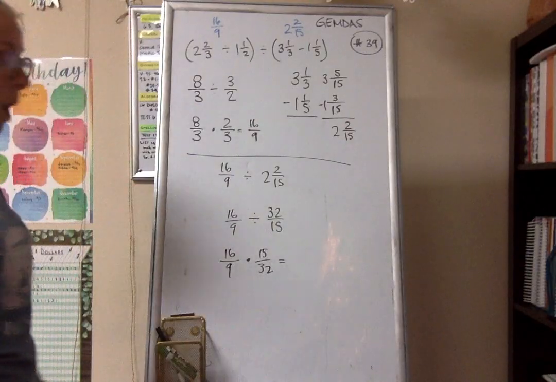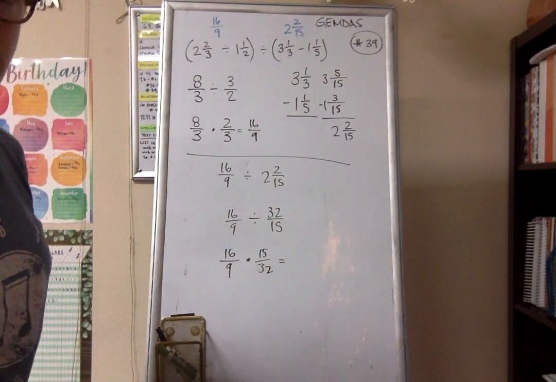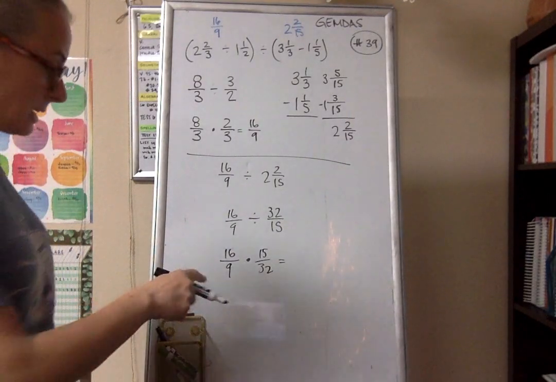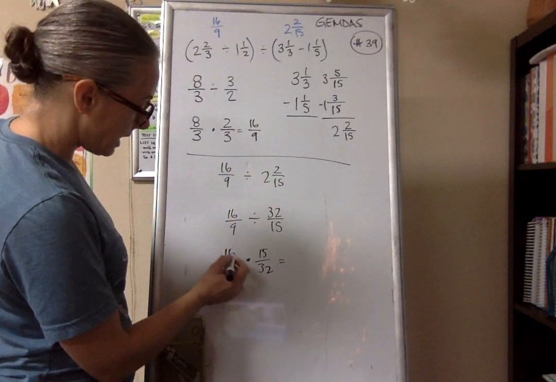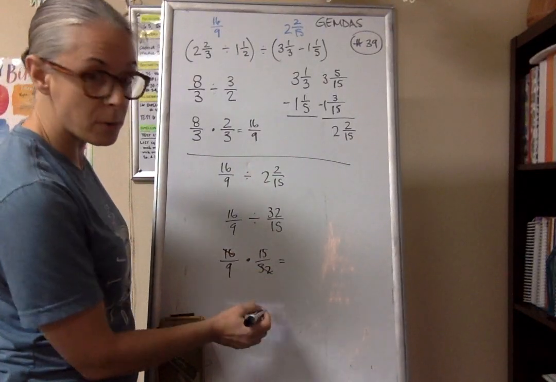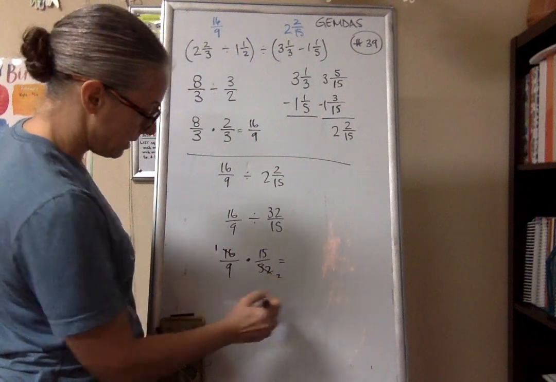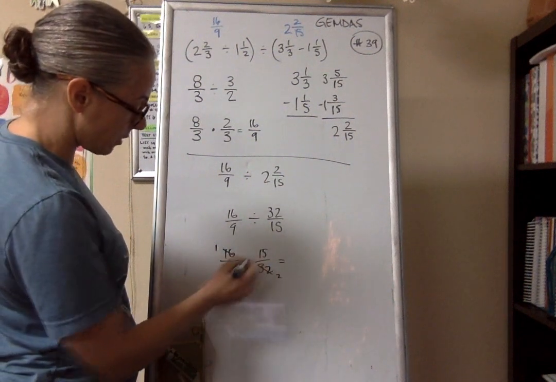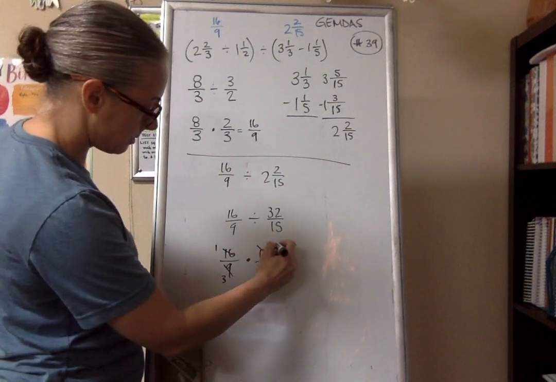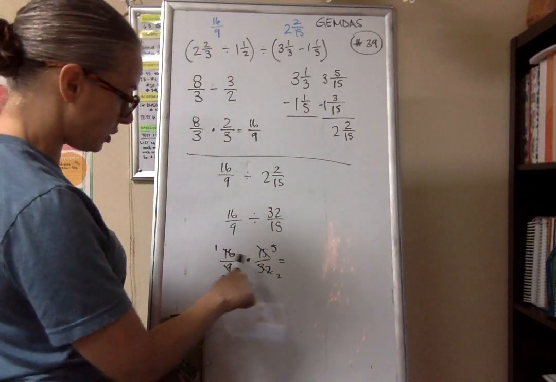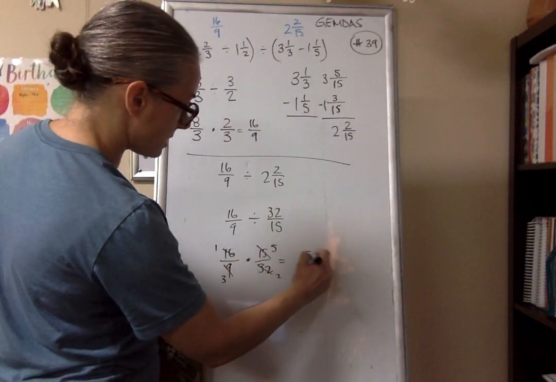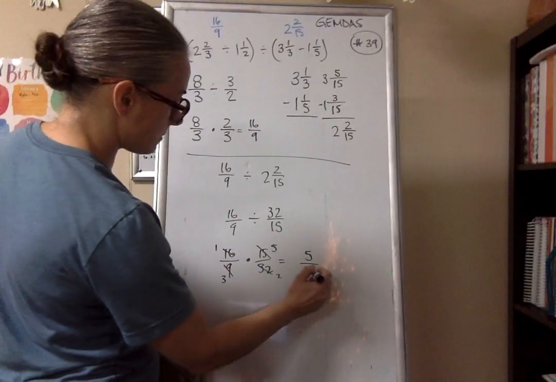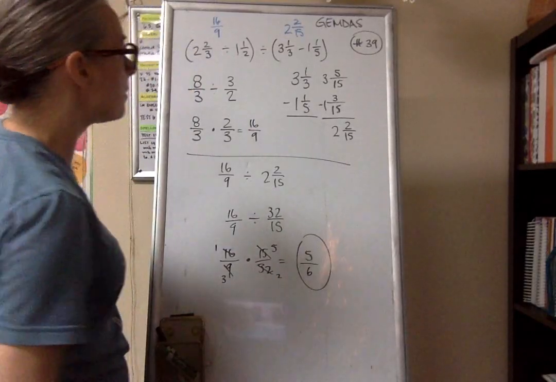Now I'm going to look for opportunities to cancel. And I see that 16 and 32 can cancel. Both of them are divisible by 16. And 9 and 15 can cancel. They're both divisible by 3. So I've done that cancellation. Now I'm going to multiply. 1 times 5 is 5. 3 times 2 is 6. I have 5 over 6.